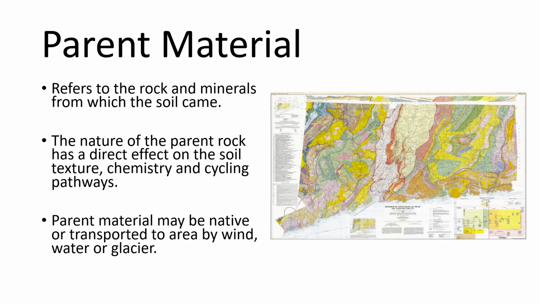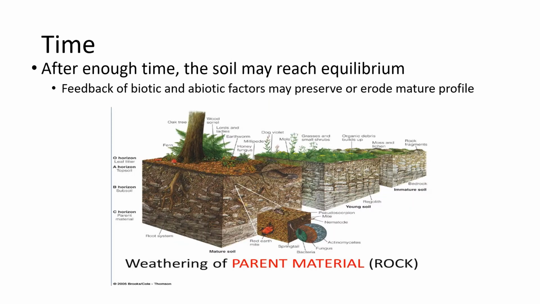Okay, moving on. So from that rock, right, we call that parent material, and it's where soil is coming from. It's the nature of those rocks that the soil is coming from that is really going to affect all the different properties of the soil. And the rocks can be native, so the underlying bedrock and what that place is made of. But it could also be transported, whether it's by wind, water, glacier, and even by humans. So obviously, weathering of parent material is going to take time.